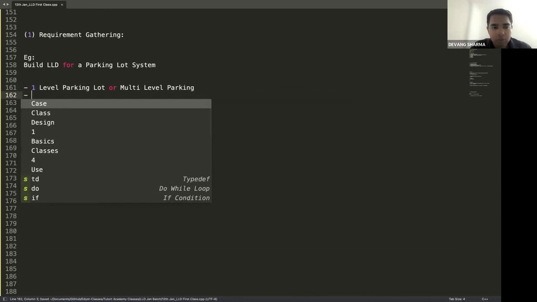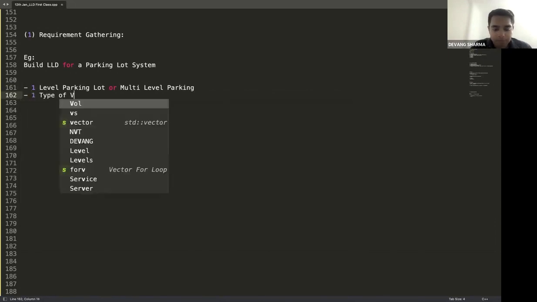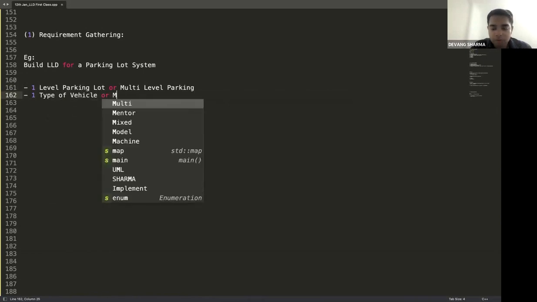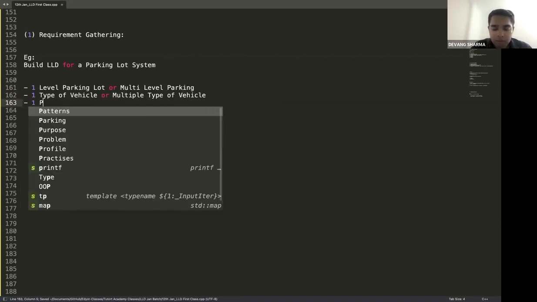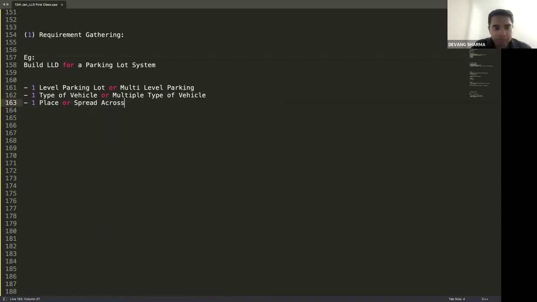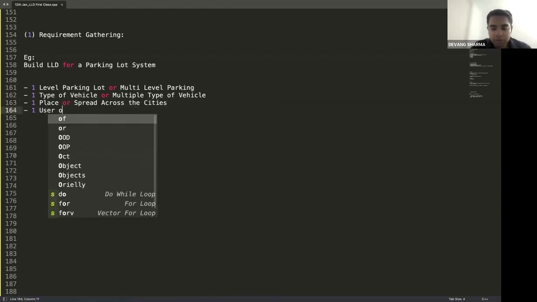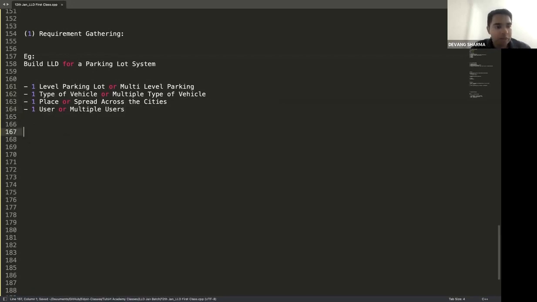Number two, when you say parking lot, what kind of vehicles are we talking about? Cars, bikes, trucks? One type of vehicle or multiple types of vehicle? Next, is it one place, or is it spread across the cities? Next, is it one user or multiple users? You can find many questions like that.